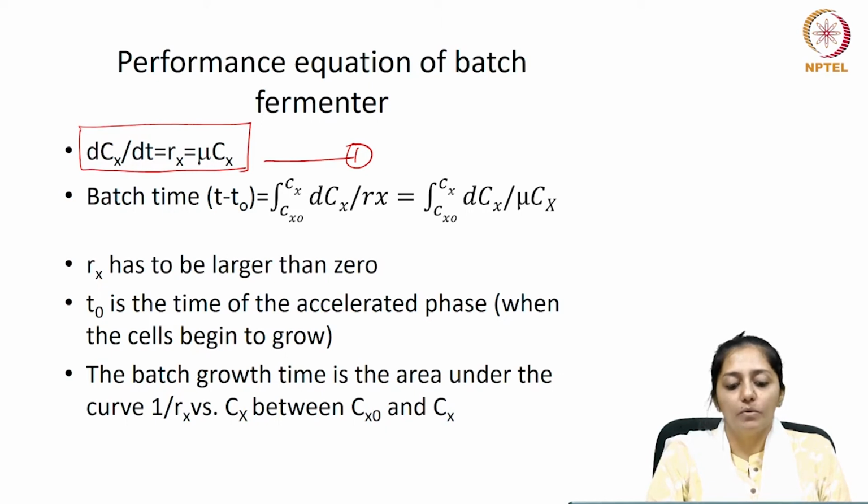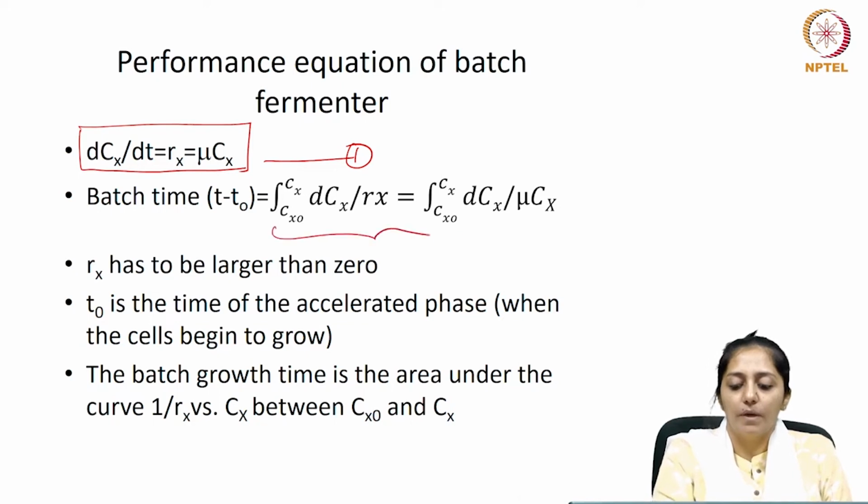So if we want to determine the batch time, we can integrate. Let's assume the starter culture concentration is Cx naught and the batch time is T. Then we integrate equation 1 with the boundary conditions of Cx naught and Cx for the biomass, and T naught for the time. So then your batch time, which would be T minus T naught, is generally 0.